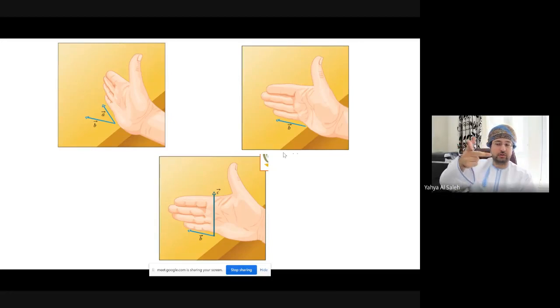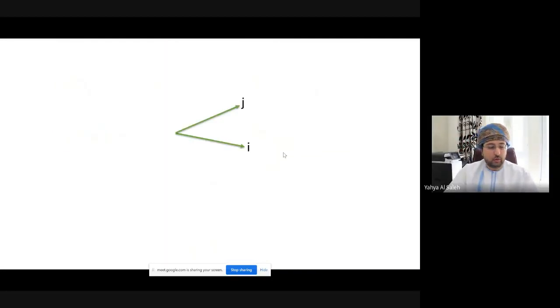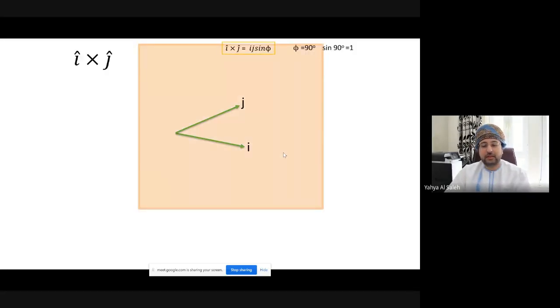I find it easier to use 2 fingers that are at 90 degrees. So if I have I and J, then the result is I, J, sine phi. Phi is 90 degrees, so sine 90 degrees is equal to 1. So I get IJ times 1, which means that I cross J is simply in the K direction, up. So I cross J equals K. So far, so good. Sine 90 equals 1. Nice.